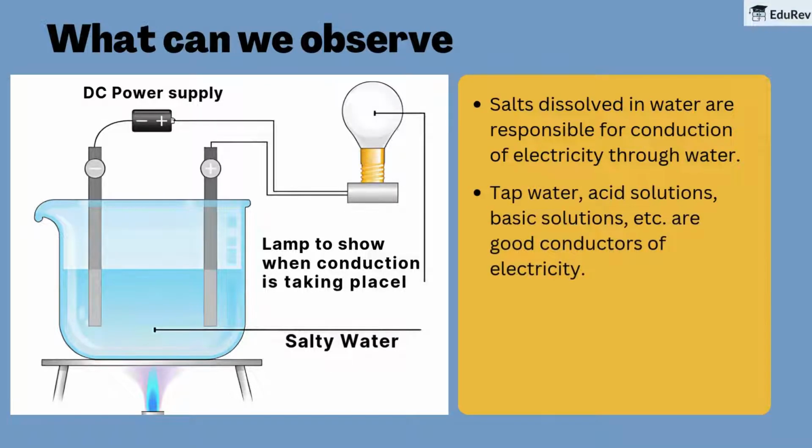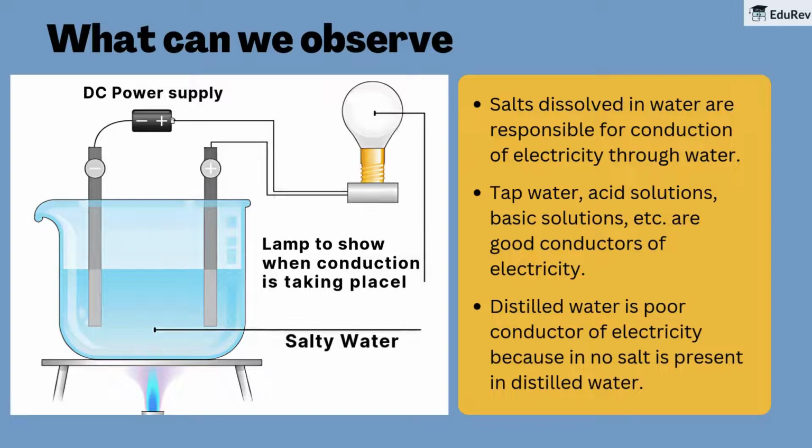Tap water, acid solutions, basic solutions, etc. are good conductors of electricity. Distilled water is a poor conductor of electricity because no salt is present in distilled water.